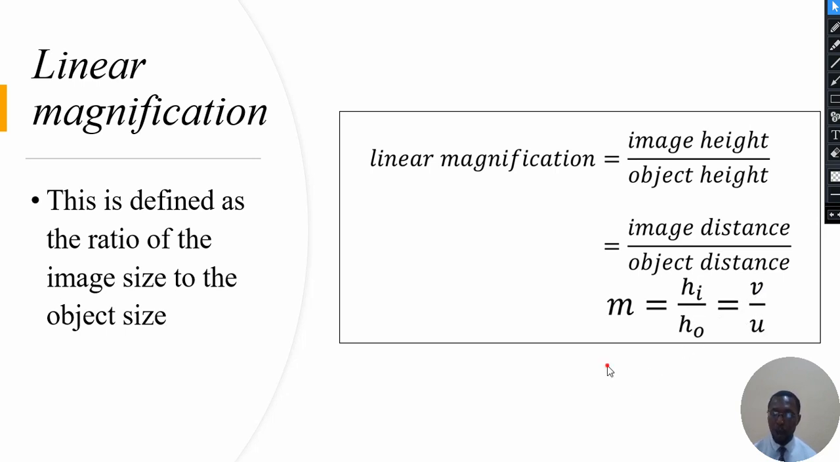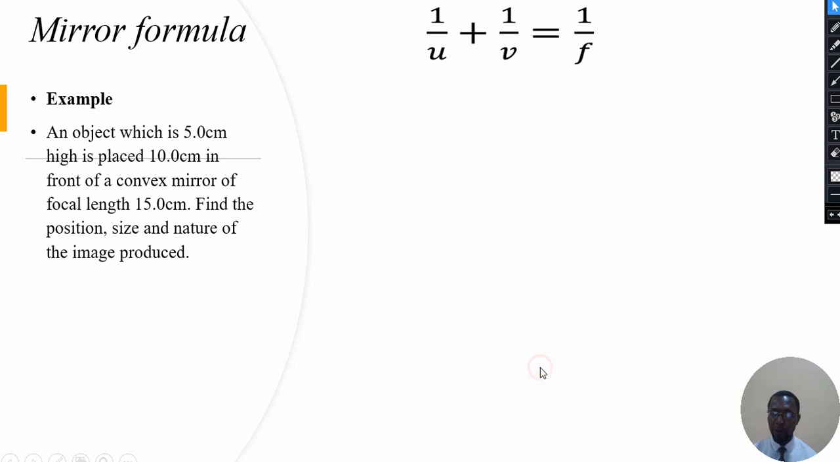So now we are going to do a little calculation in our next slide. Mirror formula. The formula for determining image distance, object distance, or even the magnification of the image is this: 1/u + 1/v = 1/f, where u is the object distance, v is the image distance, and f is the focal length.